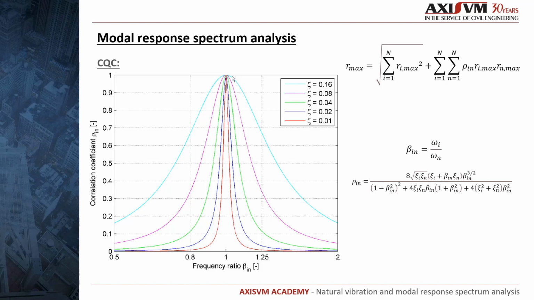For small damping values, it is only a narrow range in the neighborhood of the frequency ratio where we have significant values. Structures usually have a low damping ratio, about 5%. That is why standards suggest to use the CQC rule if the ratio of two adjacent frequencies is within ±10%.